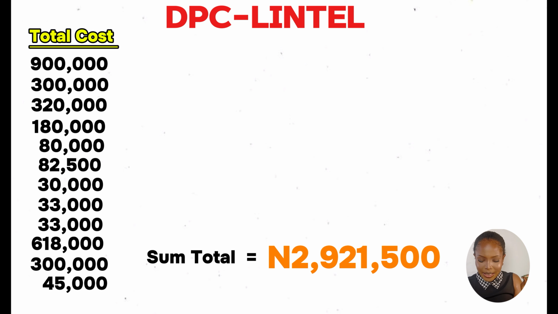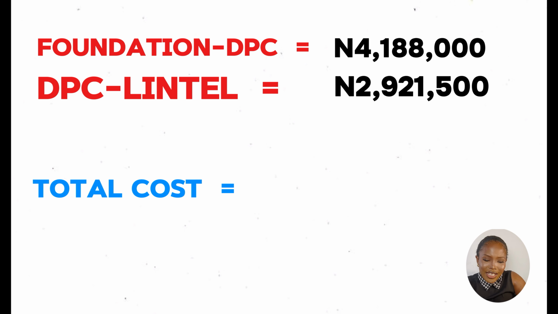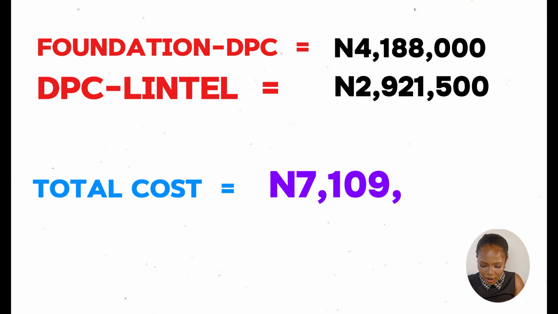Now let's add everything up from foundation to DPC to lintel. After adding everything up, we got a total of 7,109,500 naira. That is a total of what you need from foundation to lintel for a 3-bedroom duplex here in Nigeria in 2024. So that is where we're going to stop today.